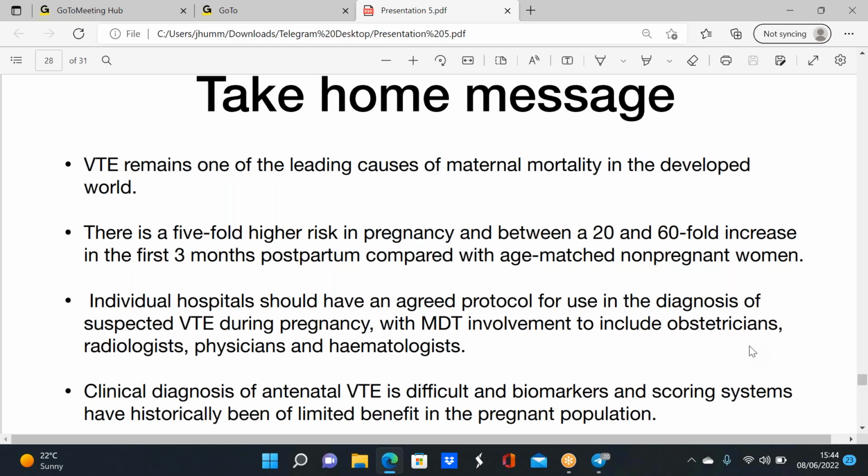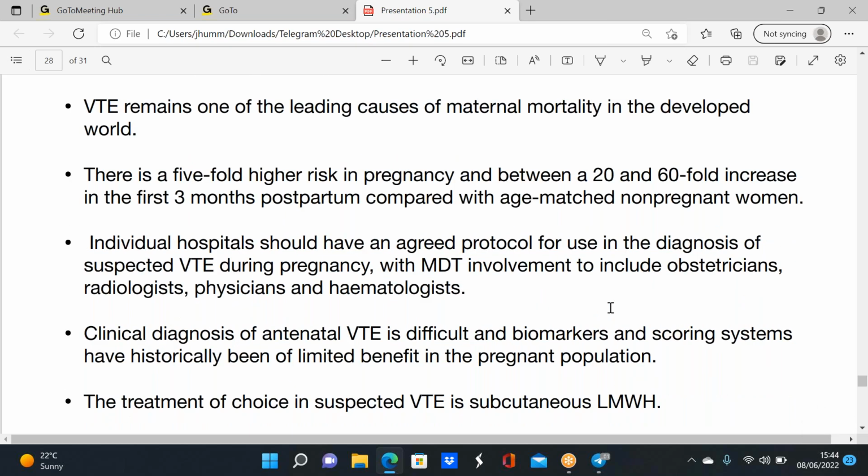Now the take-home message from the entire lecture is: VTE remains one of the leading causes of maternal mortality in the developed world. There is a 5-fold higher risk in pregnancy and a 20 to 60-fold increase in the first 3 months postpartum. Individual hospitals should have an agreed protocol for the diagnosis of suspected VTE during pregnancy with MDT involvement, which includes the obstetrician, radiologist, physiologist, physician, and hematologist.